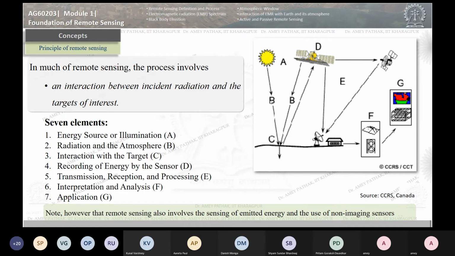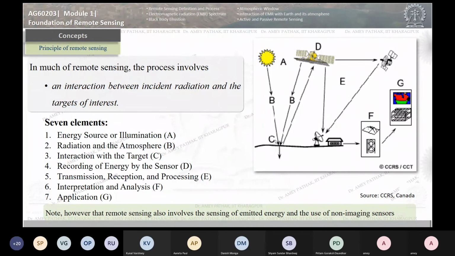Then C is when this radiation interacts with the target. Different target features on the Earth's surface reflect the light differently. A water body reflects light differently than a plant. A healthy plant reflects light differently than a diseased, deteriorated, or stressed plant. Every object on Earth reflects the light differently, so depending on the interaction of this radiation with the Earth's surface, a different amount of light will be reflected. That is shown by C, interaction with the target.